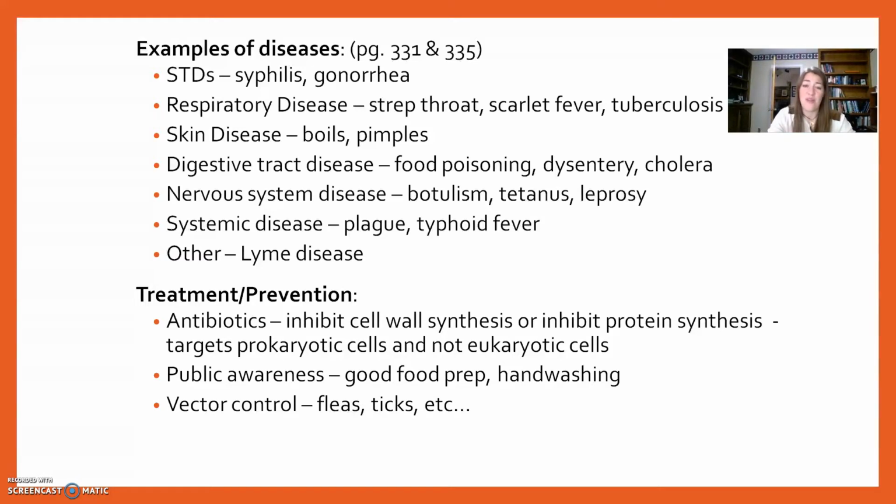Obviously, public awareness. Having good food prep, washing your hands, making sure everything's cooked to the right degree. All those things are really important to make sure that we keep clean. Also, another thing is vector control. So fleas and ticks, mice, anything else that is out there that could carry things like the bubonic plague, we get rid of those, keep everything clean, and we should be fine.